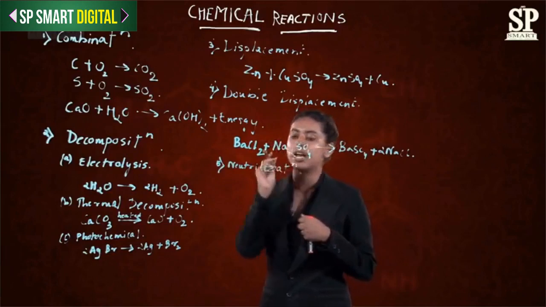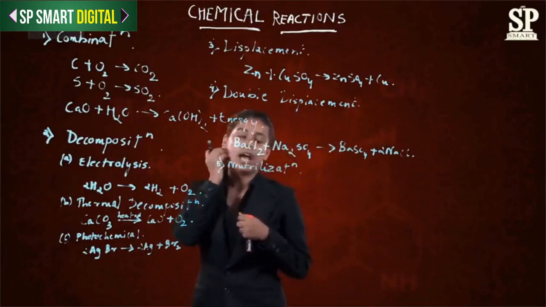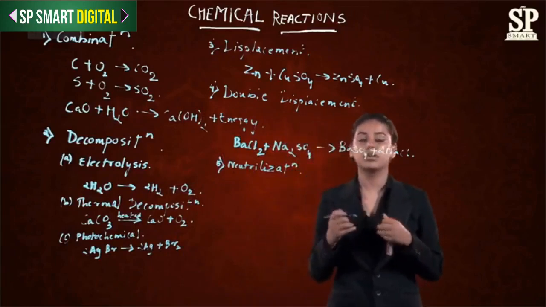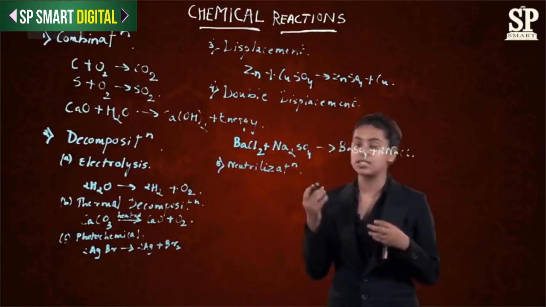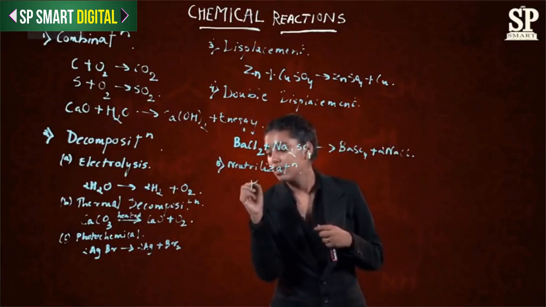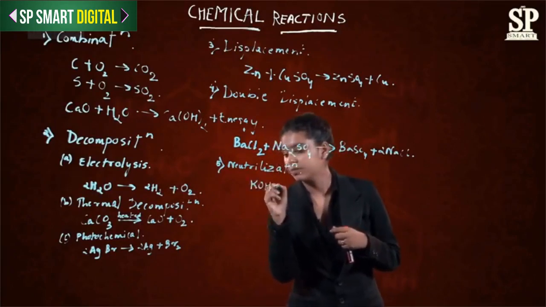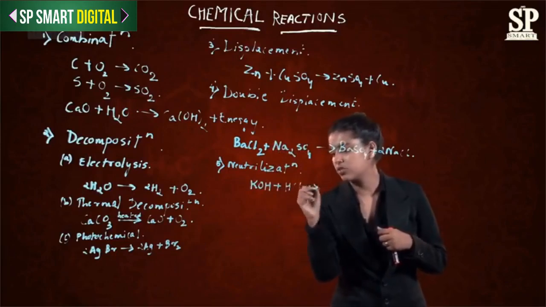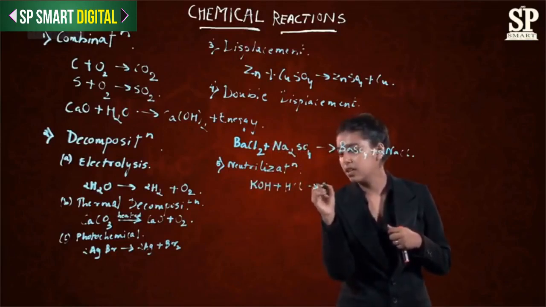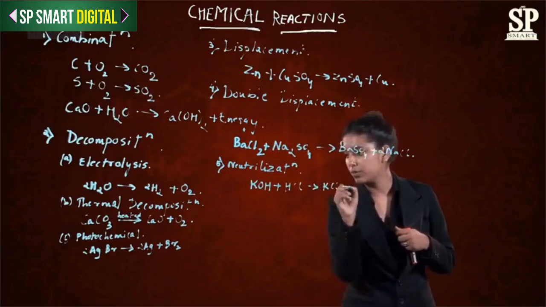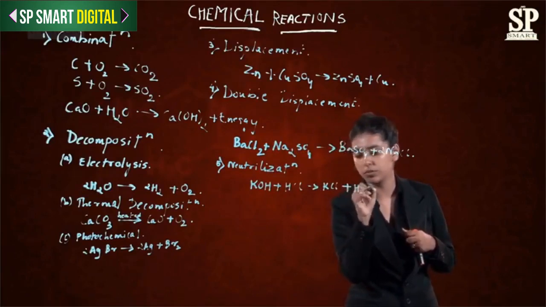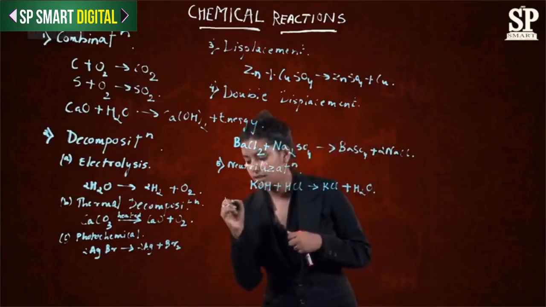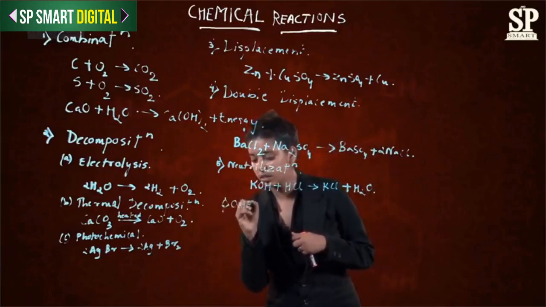In a chemical reaction, when an acidic compound reacts with a basic compound to produce salt and water, it is called neutralization. So when potassium hydroxide gets treated with hydrochloric acid, we get potassium chloride plus water molecule. The sixth one is oxidation reactions.